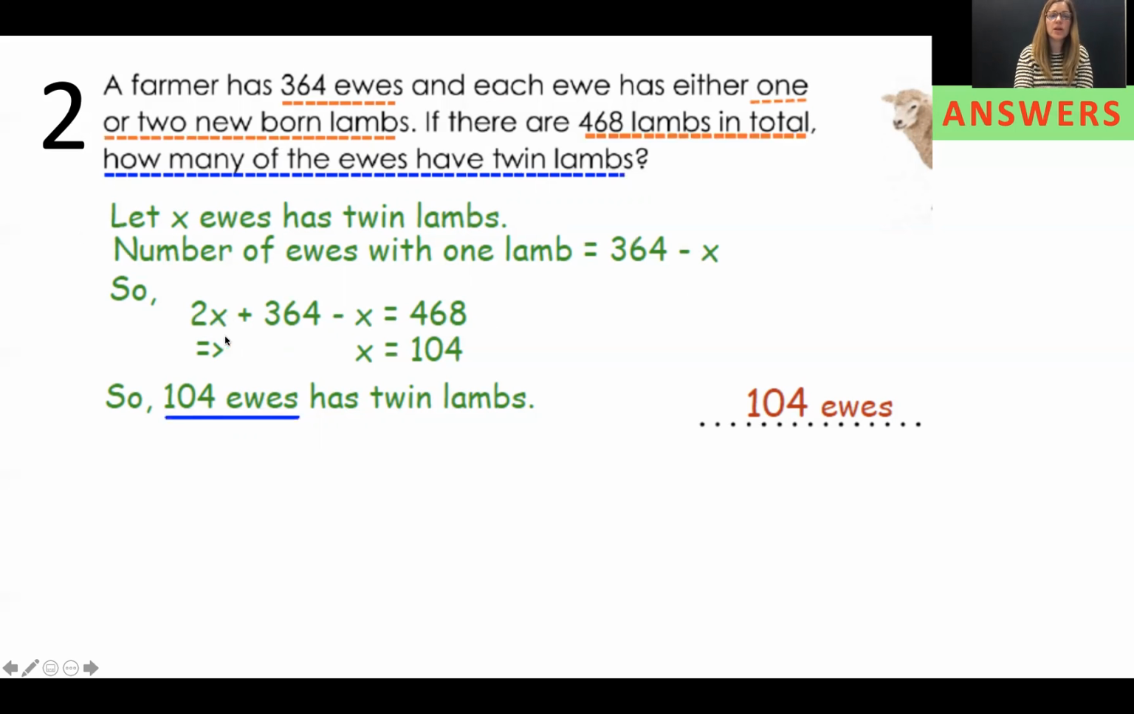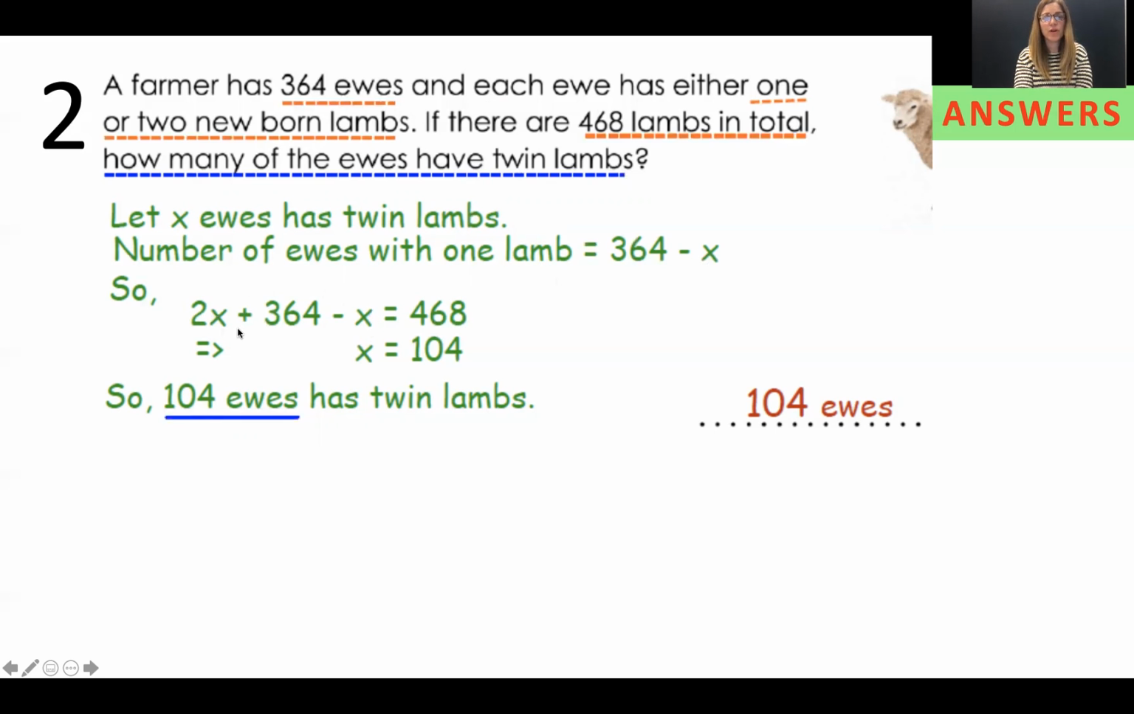So now let's look at the number of lambs, okay? So if x is the number of ewes that has twin lambs, then obviously they are going to have 2 lambs each, okay? So for every ewe, there's going to be 2 lambs, so we need to double the x to get 2x, okay? And then this second part here, remember, these ewes, the 364 subtract x, they only get 1 lamb each, okay? So 2x plus 364 subtract x gives us 468.